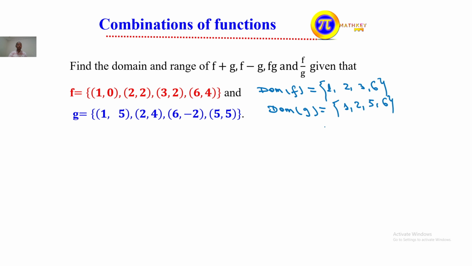So for addition, subtraction, multiplication and division, what must they have? They must have a common domain. That means take the domain of their intersection. Domain of f intersect with domain of g. That means take the common domain. When you take their common domain, from the given information 1 is common, 2 is common and 6 is common.